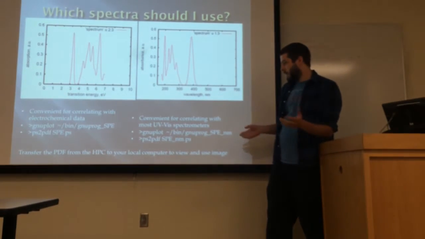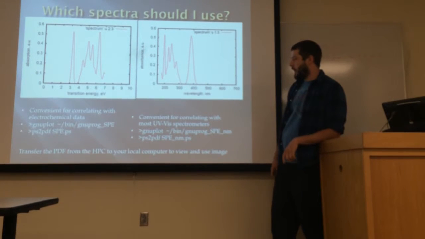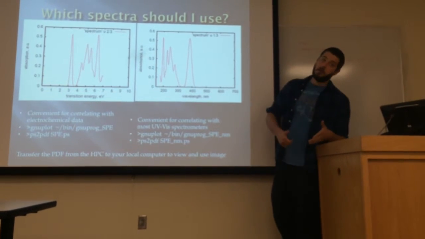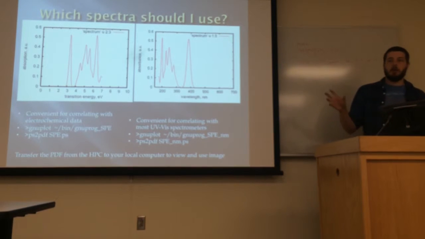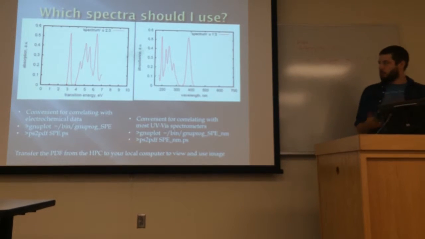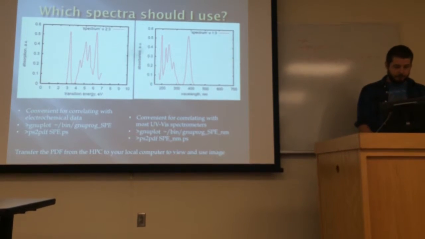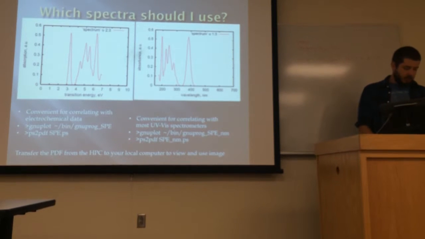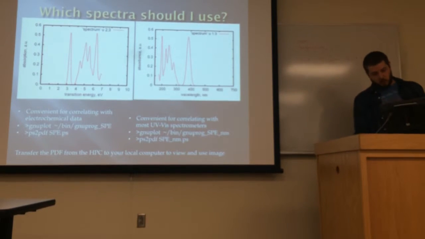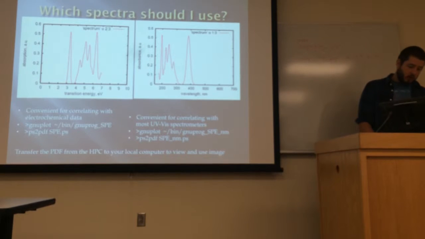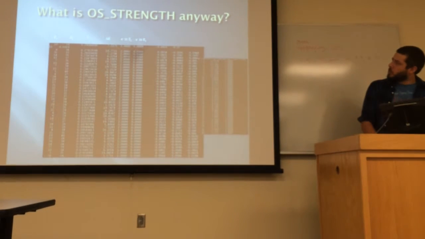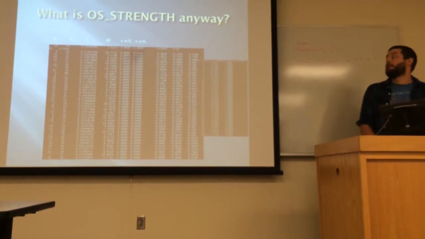And then no matter what it is, you'll transfer that PDF from the HPC to your local computer so you can view it. And then you can open it up, copy that image, and put it in whatever format you want. If you're submitting it to a journal, it might be in Word, or if it's in PowerPoint, you might copy it from there. So what is the OS strength file anyway?